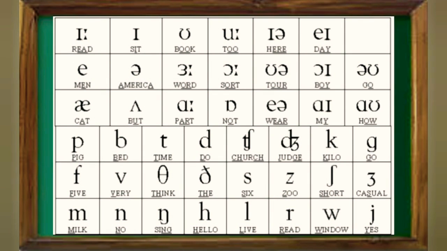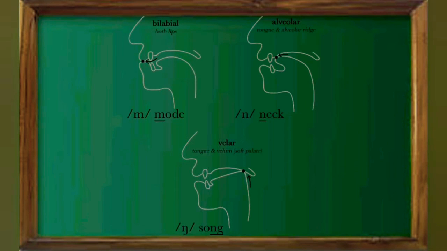The IPA primarily uses Roman characters. Other letters are borrowed from different scripts, and are modified to conform to the Roman style. Diacritics are used to define distinctions in sound and show nasalization of vowels, length, stress, and tones.